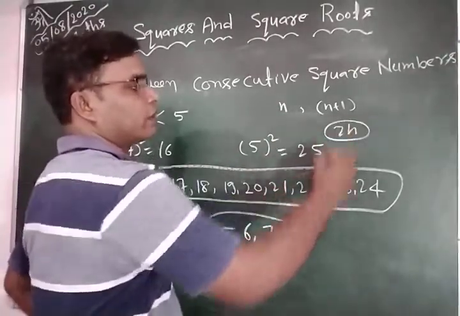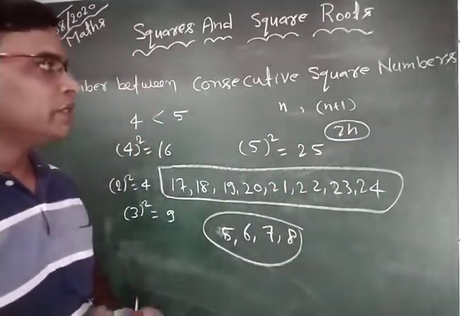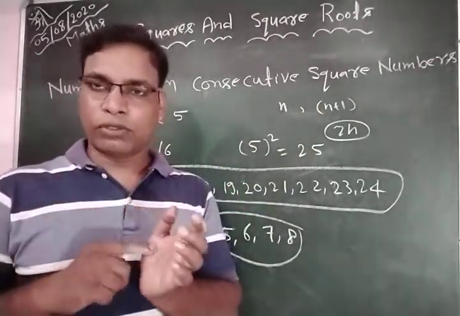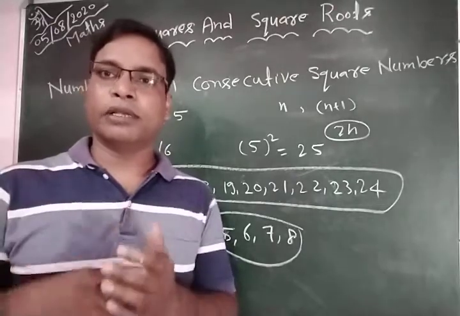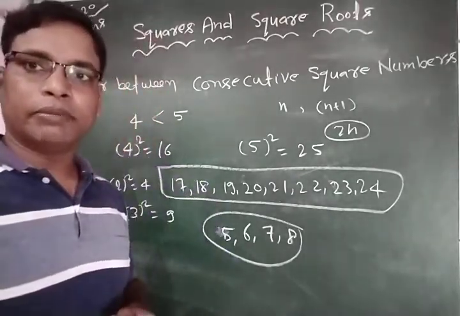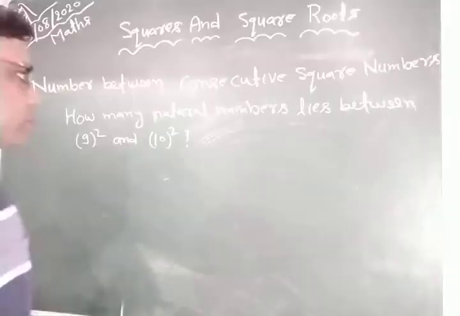Okay, what is the non-square number between these two square numbers when they are consecutive? So 2n, it means that it is double the smaller number. Okay, it means double the smaller number. Let's see one more example.